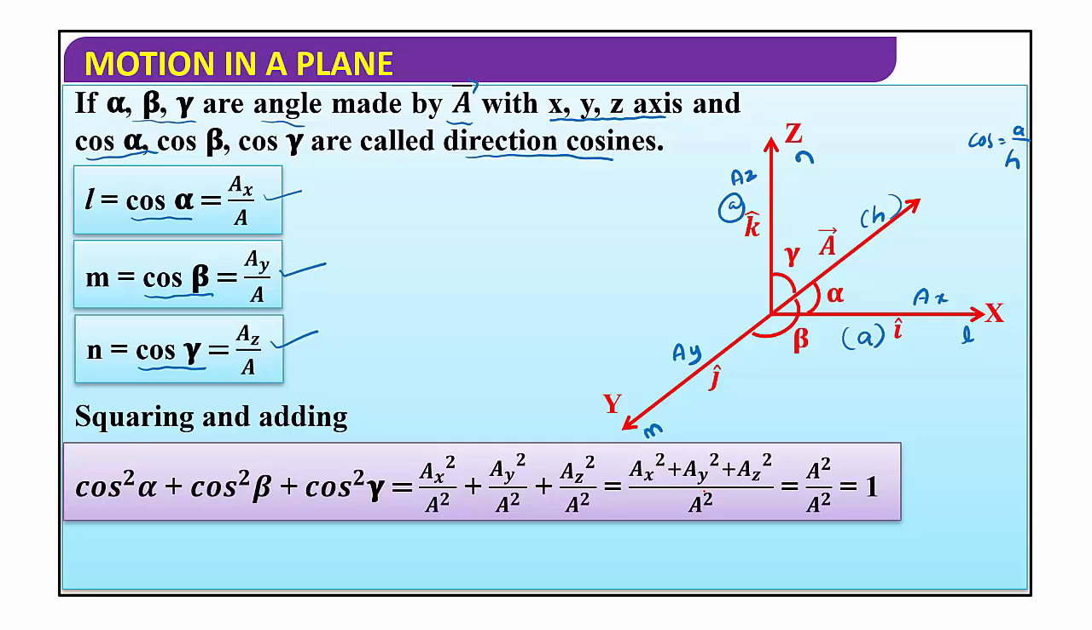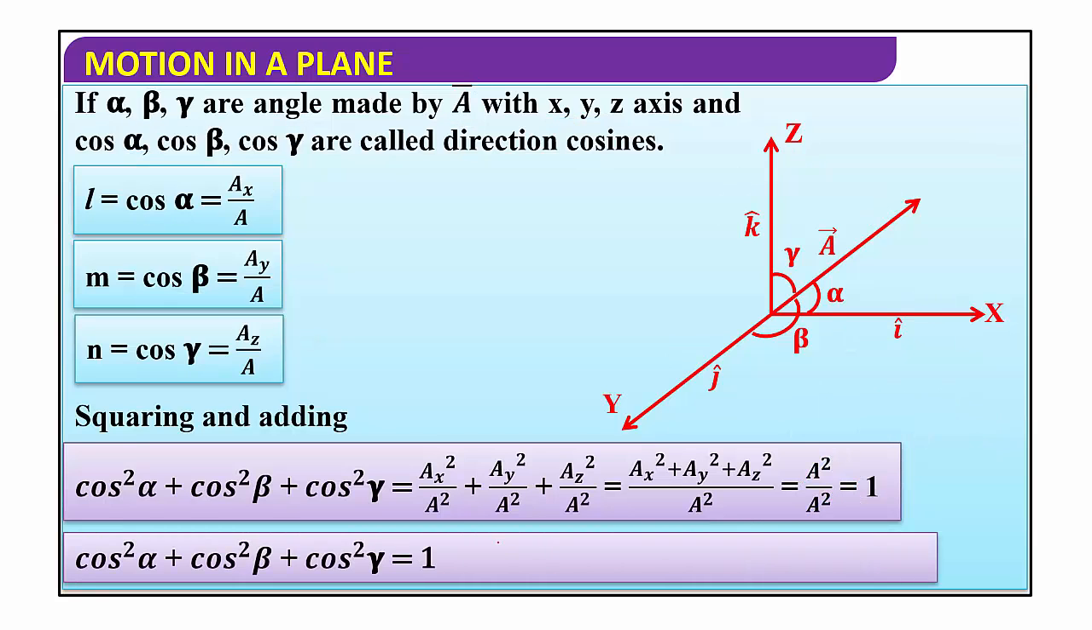AX square plus AY square plus AZ square. These are the components of vector A. Vector A equals what? When we combine all its components, again we will get the same effect. AX plus AY plus AZ gives vector A. If we are squaring the components, then it will be A square. So in place of AX square plus AY square plus AZ square, we can write A square. A square will get cancelled. Remaining is 1. So what does it give here? Cos square alpha plus cos square beta plus cos square gamma is equal to 1. So this is the direction cosine relation of a vector.